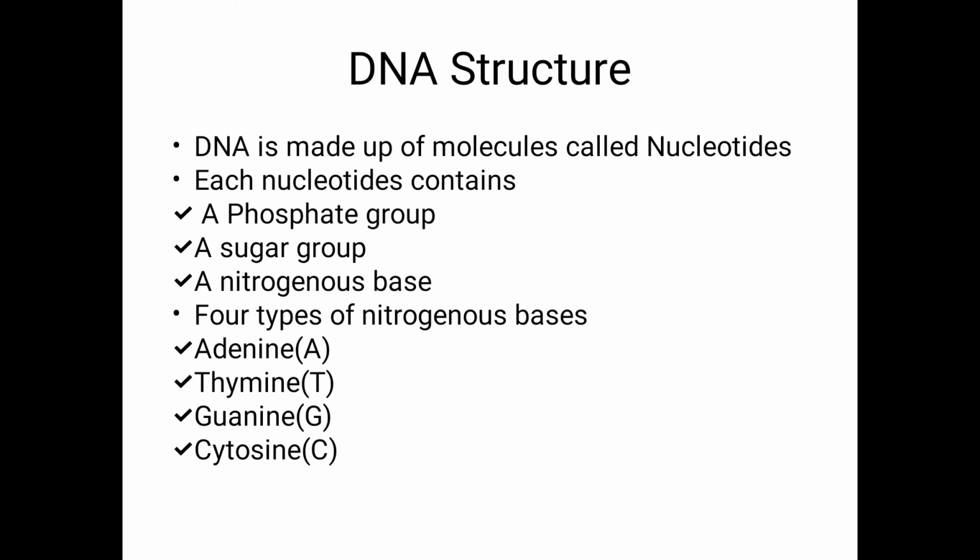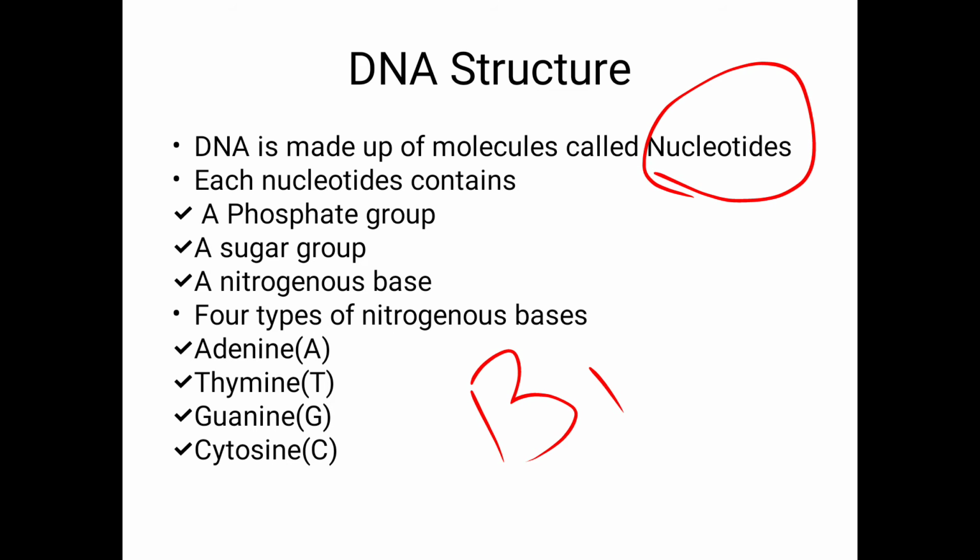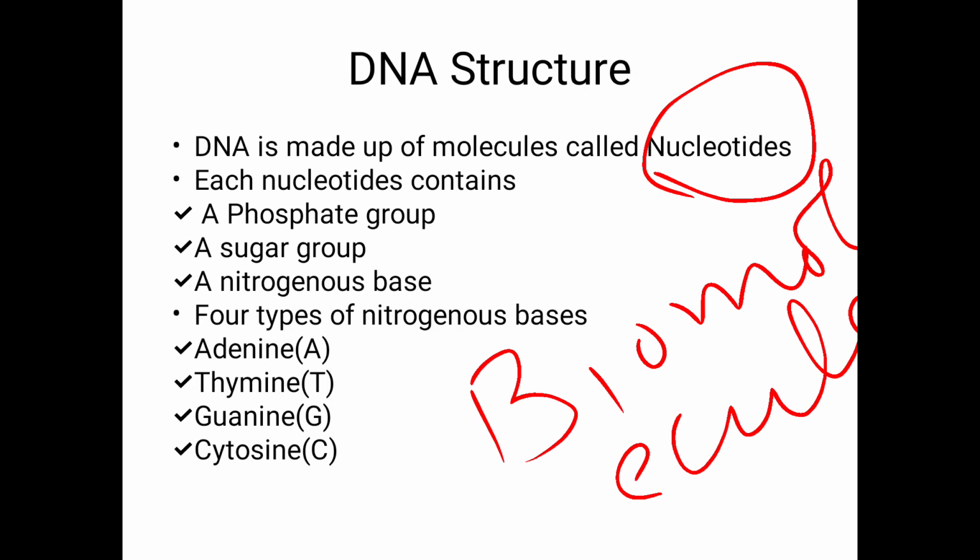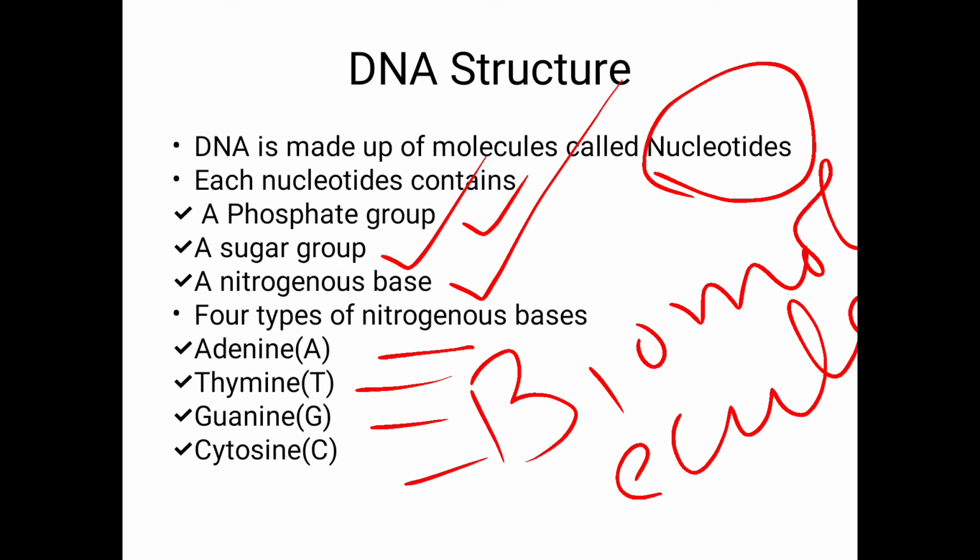Now let us move on to the structure of DNA. DNA is made up of molecules called nucleotides. Nucleotides are a type of biomolecules, and each nucleotide contains three things: a phosphate group, a sugar group and a nitrogenous base. We will see this in a diagram as well. The nitrogenous base is of four types: adenine, thymine, guanine and cytosine. A, T, G, C.